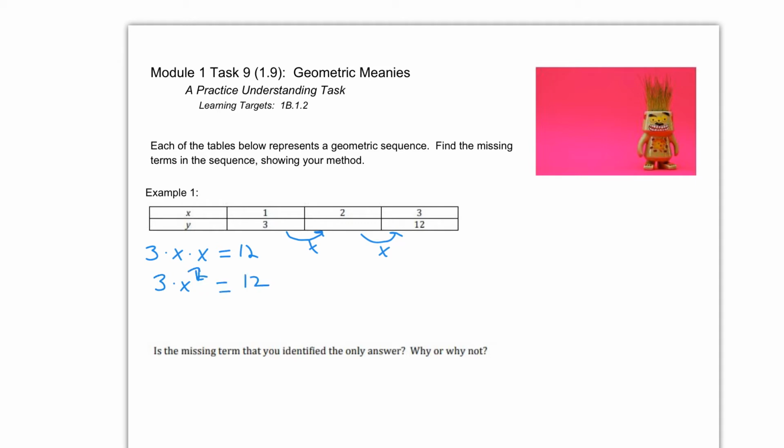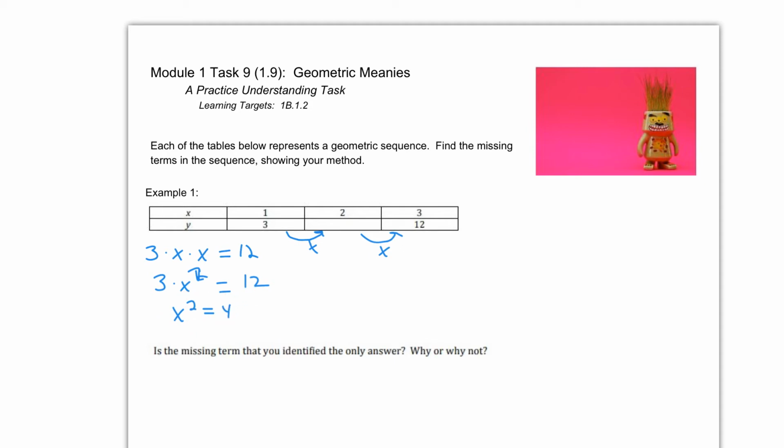And then what we want to do is we want to get that x squared term by itself. To do that, we could divide both sides by 3, and then we would get x squared equal to 4. So again, in order to get that, we took and divided both sides by 3. 3x squared divided by 3 leaves us with the x squared. 12 divided by 3 leaves us with 4.